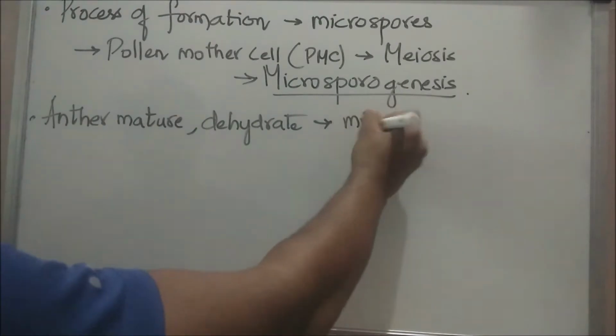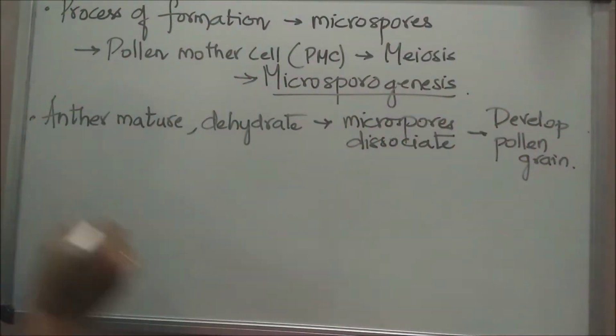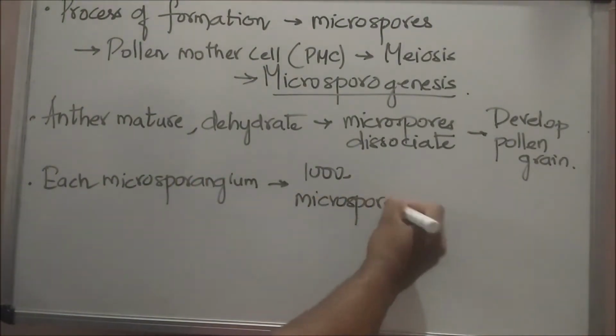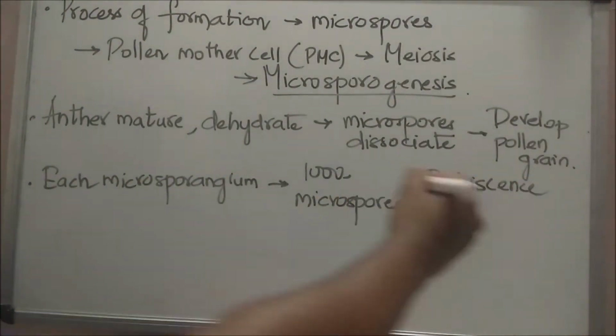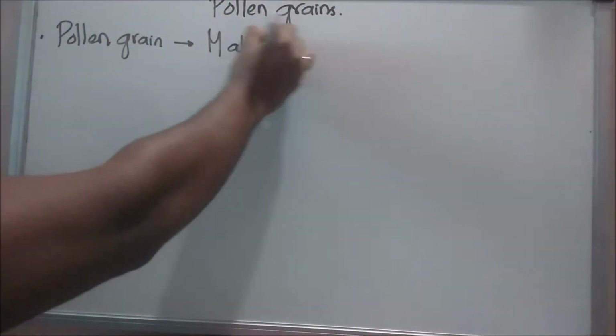As the anther matures and dehydrates, the microspores dissociate and develop into pollen grains. Inside each microsporangium, several thousands of microspores or pollen grains are formed that are released with dehiscence of the anther, that is splitting of the anther. Let's learn about pollen grains. The pollen grains represent the male gametophyte.